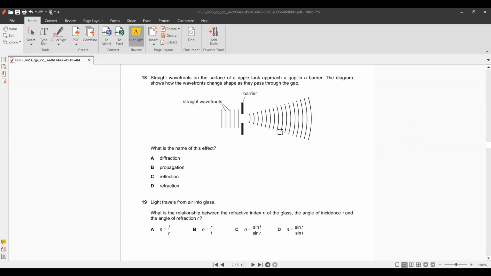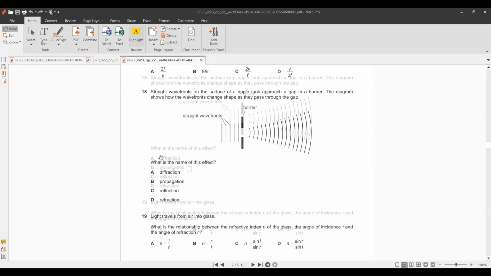Then ये कौन सा फिनोमेना होता है? Diffraction. Option number A. Why can't all questions be diffraction?